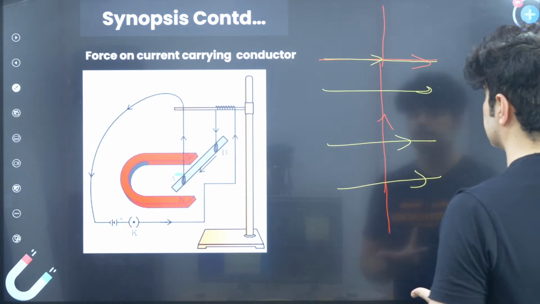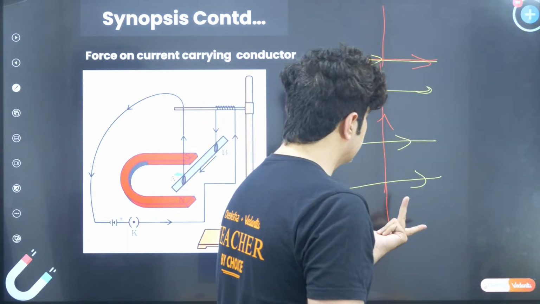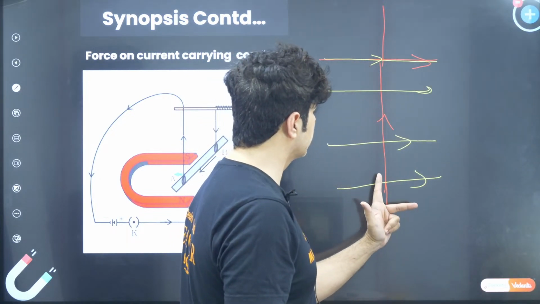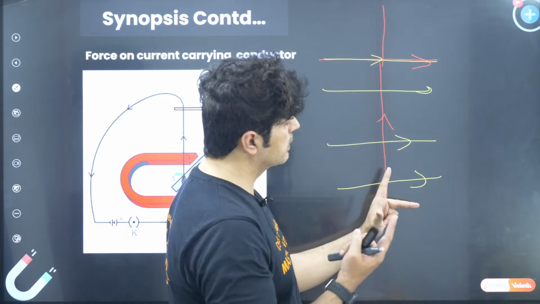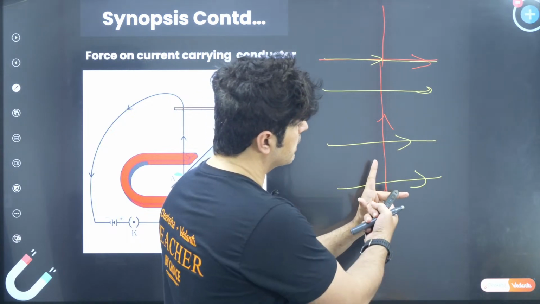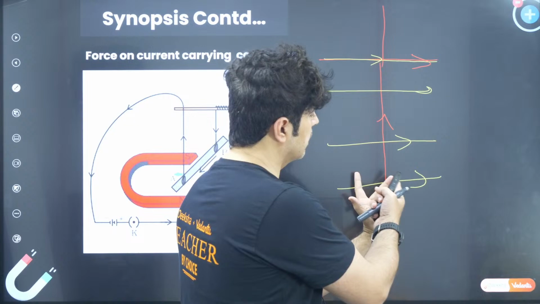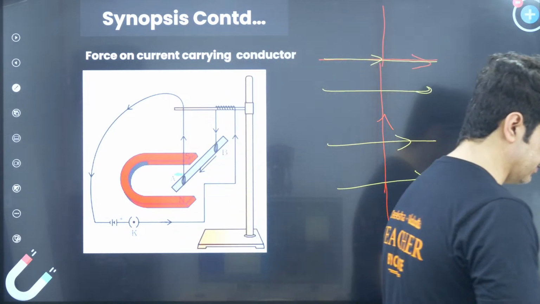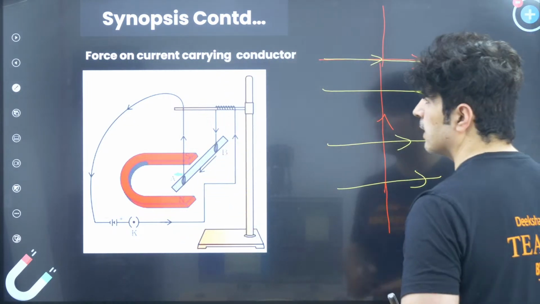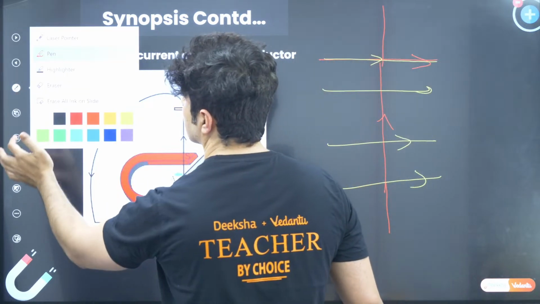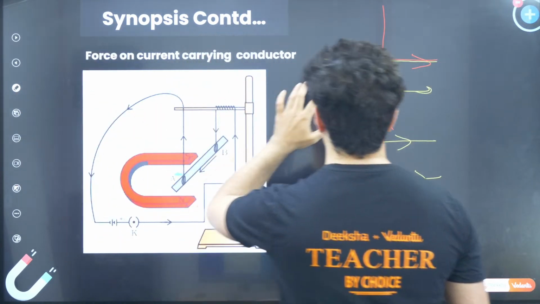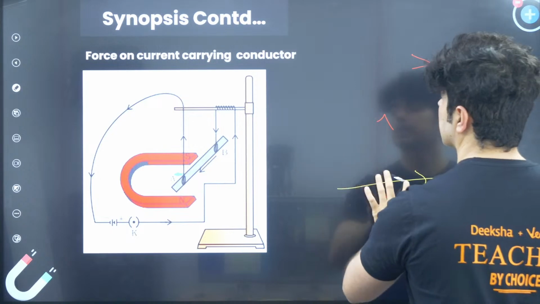So, if you see this is your current, and going this way, the force will be outside, as you can see. This is the current going on, and force will be outside over there. You can see that very well. If you understand this, you can understand how the thing works. Now I'm going to explain this experiment.